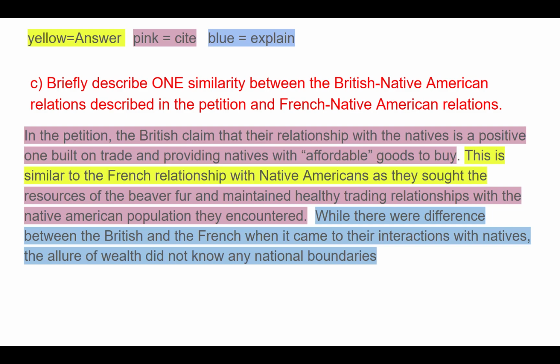Okay, so there's how to ace the SAQ. Again, answer, cite, and explain. You have to do all 3 for all 3 prompts of an SAQ. And you have to be able to do that inside 14 minutes for one of these documents.